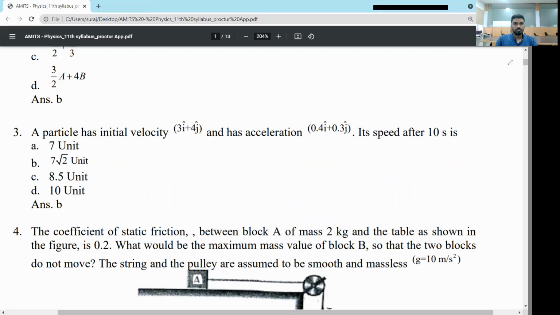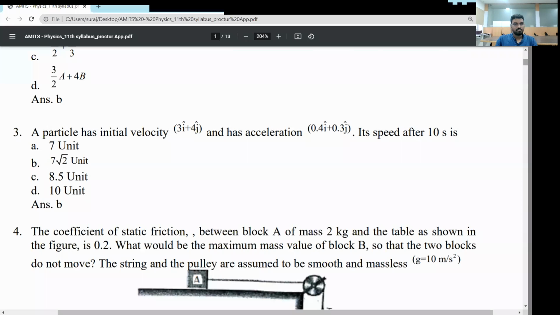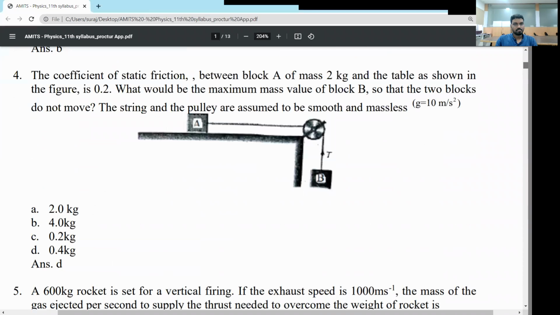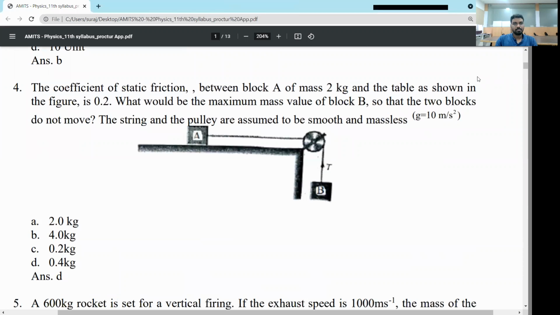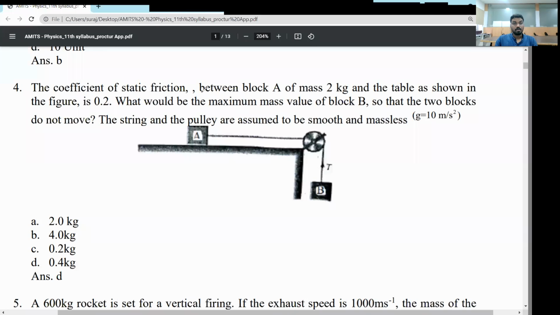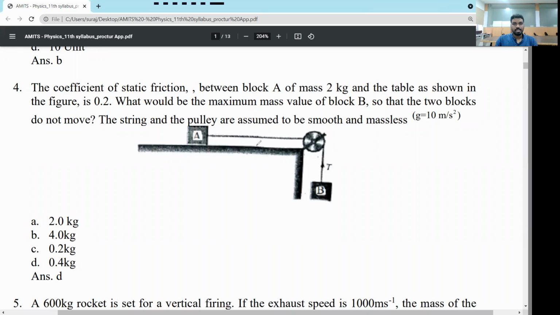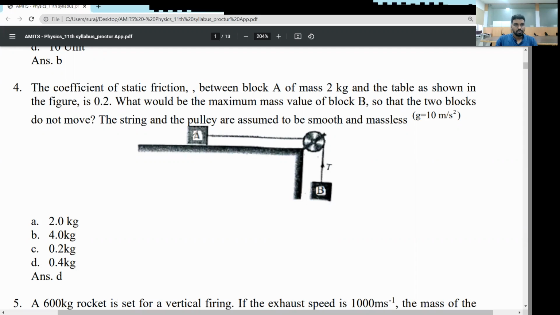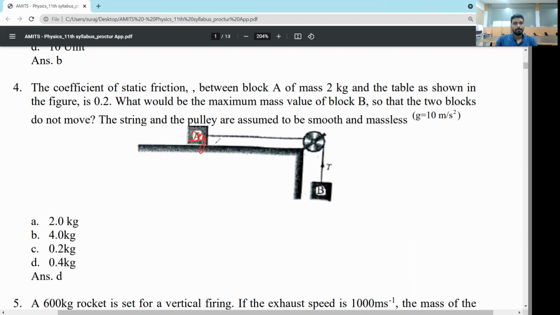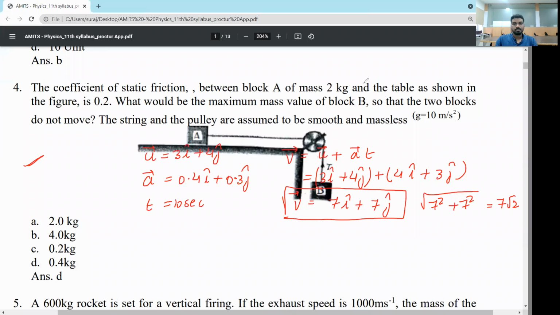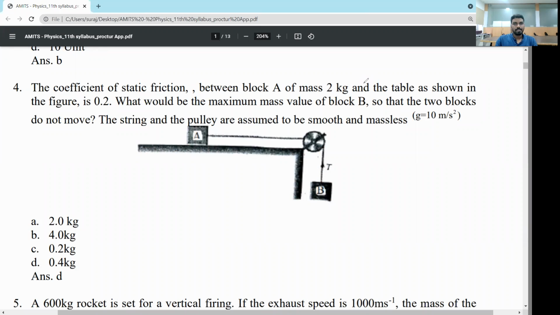Coming to question number 4. Question number 4, what is given here? Coefficient of static friction between the blocks. Static friction between block A, mass 2 kg. Block A mass is given 2 kg.